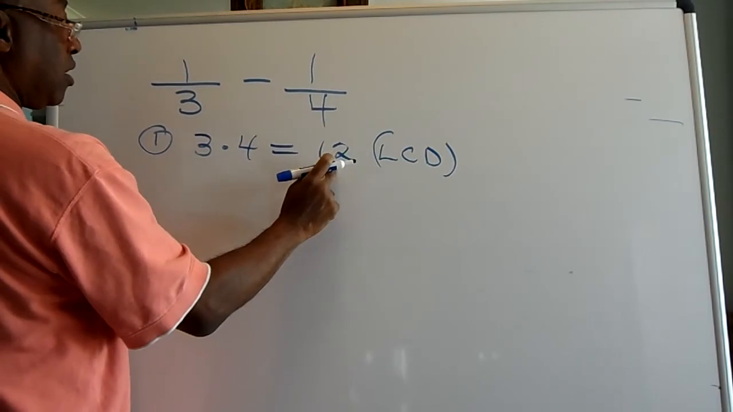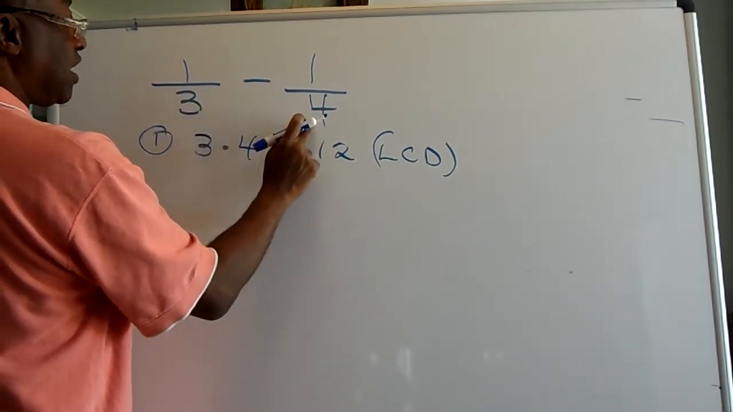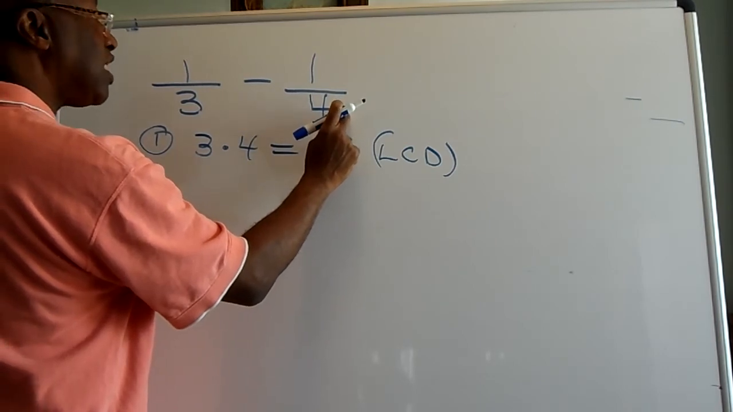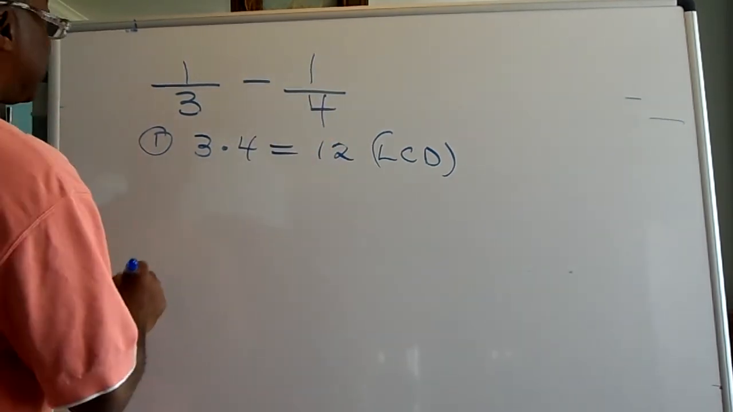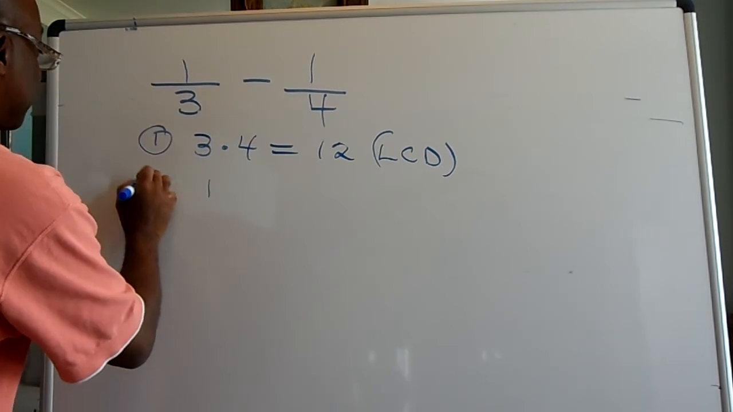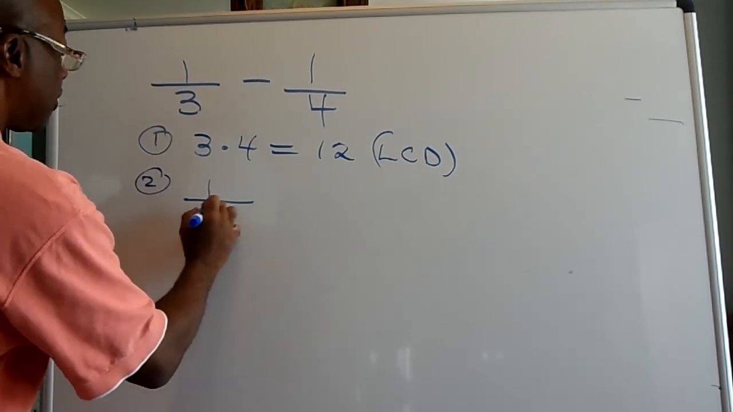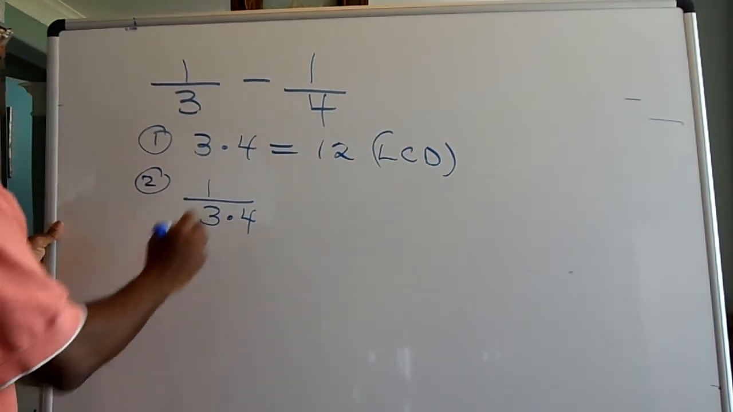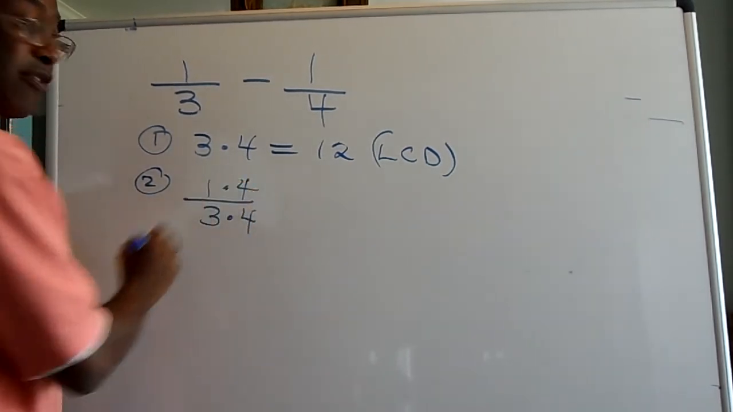I need a 12 here. I have to have 12 in both of these cases. 4 times what? 3 is 12. So if I multiply this by 3, I must multiply this by 3. So let's do it. It's going to look like this, guys. Step 2, 1/3. I need a 12 here, so multiply by 4. Yes, 3 times 4 is 12. Multiply the top by 4.